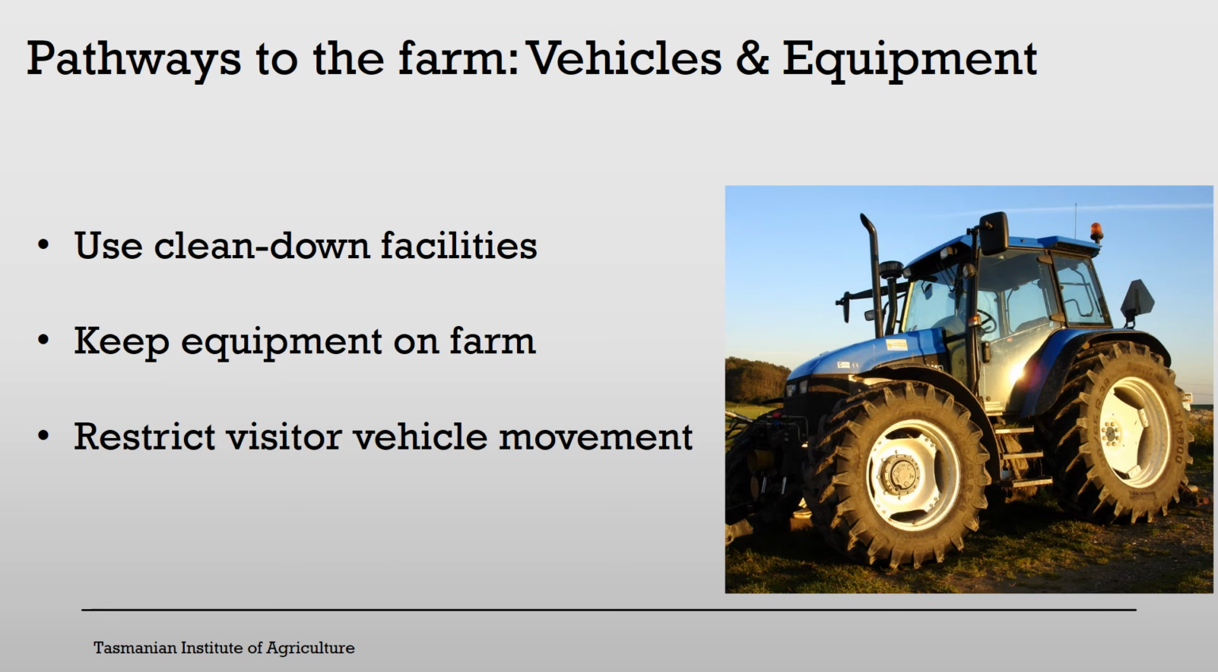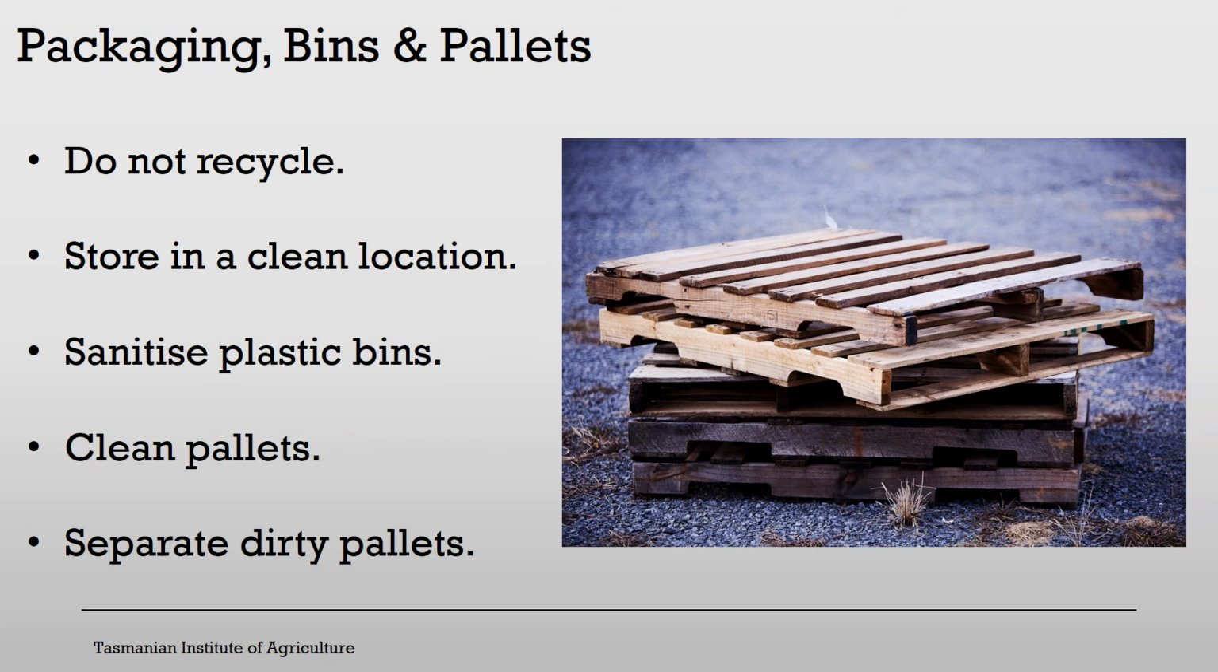Some of the things to consider are the pathways onto your farm. Vehicles and equipment, where do they come from? Have they been used on other farms? What procedures can you improve to minimise transfer of pests and diseases through farm vehicles, such as including washdown stations or restricted movement around the farms? Packaging, bins and pallets. Do they get recycled on your property? What's the risk of infected soil or plant material being transferred to new crops? Is there a cleaning procedure after each movement, and where do they come from and where do they go?